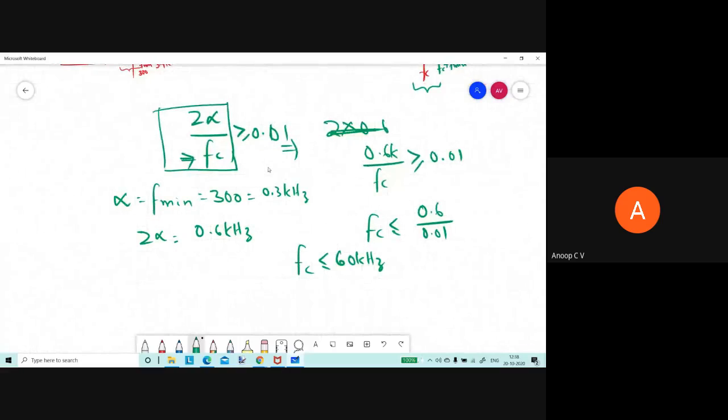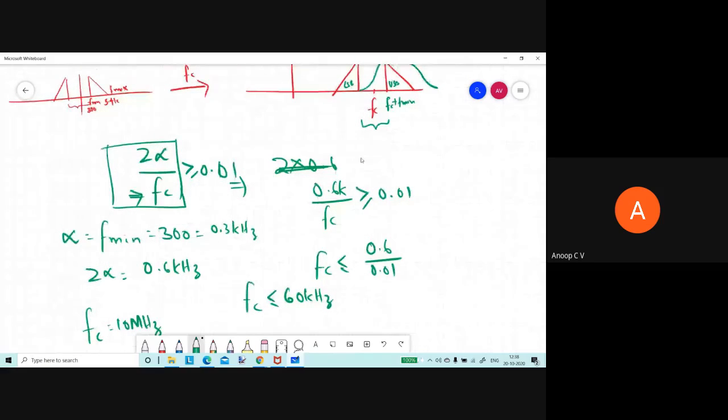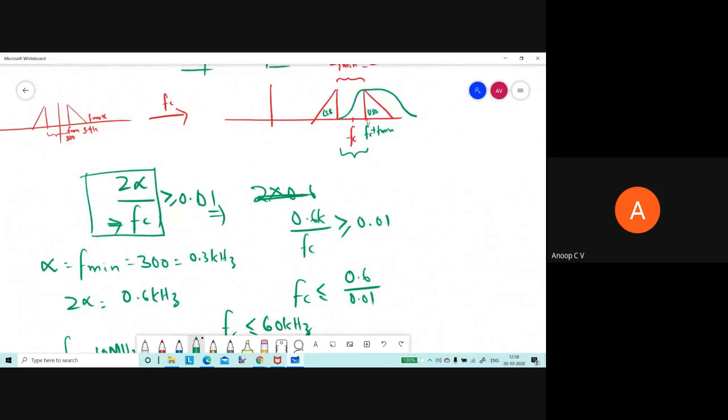But there are certain situations wherein I have to use a carrier of 10 megahertz. If I have to use a carrier of 10 megahertz, then initially I should do a DSBSC modulation. Then again, this DSBSC modulated signal I have to consider as the new message signal. That is what is shown in this particular question.